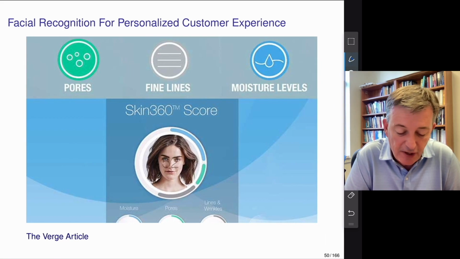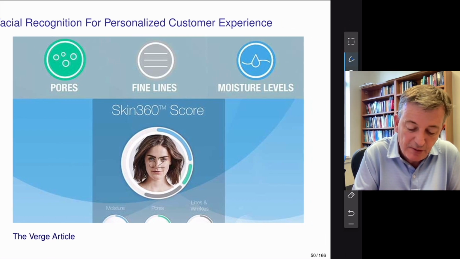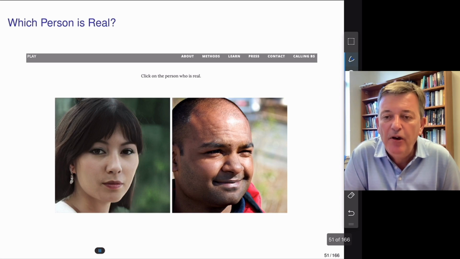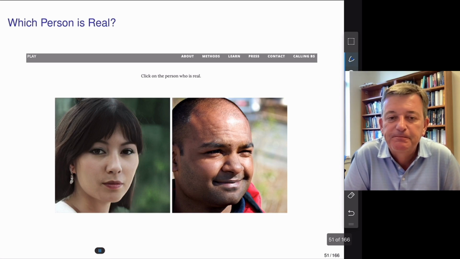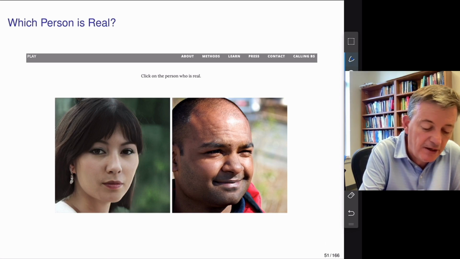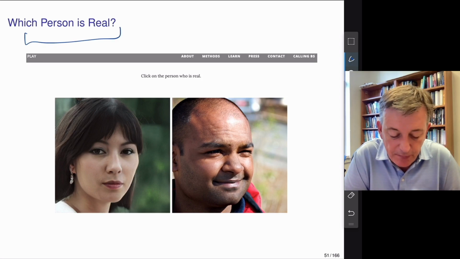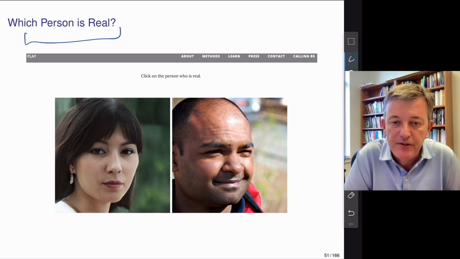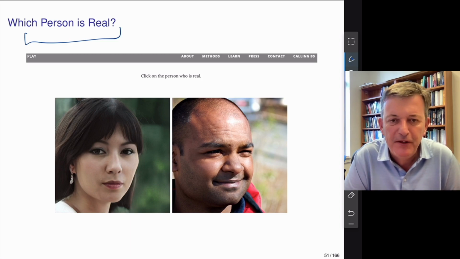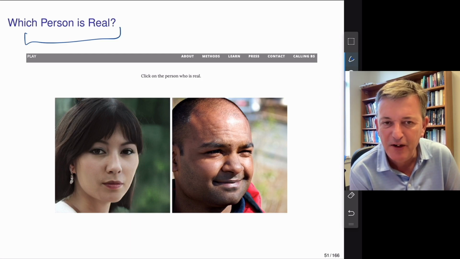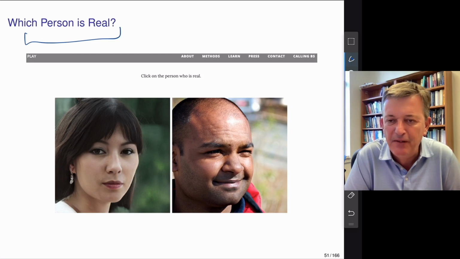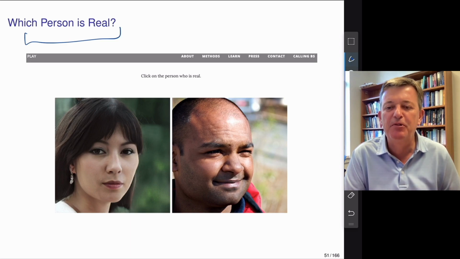Another skincare example. I'll jump through that one. Here's an interesting website. If you click on the link up here, you have to figure out which person's real and which person's fake. I think the real person's on the right, fake person on the left. But again, I could be wrong. If you click on that site, it keeps on giving you. You can have a little bit of fun trying to figure out whether you can guess it right or not. Actually, humans tend to be quite good at these things.